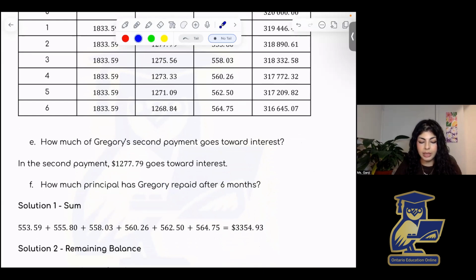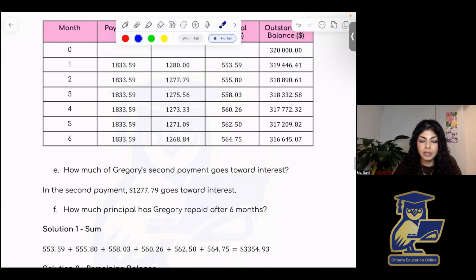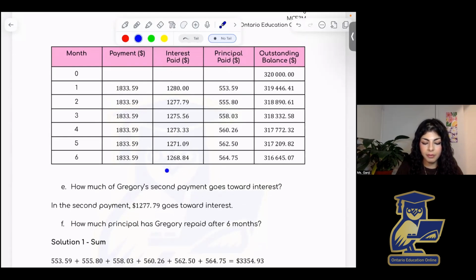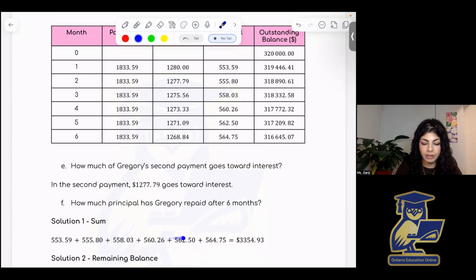Now we're asked how much principal has Gregory repaid after 6 months. You have two options here. If you are using spreadsheets, you can always use the sum function to find the total. So I can find the sum of this column, because it's the principal, and find my answer, which is all of these values added together, and it gives me $3,354.93.